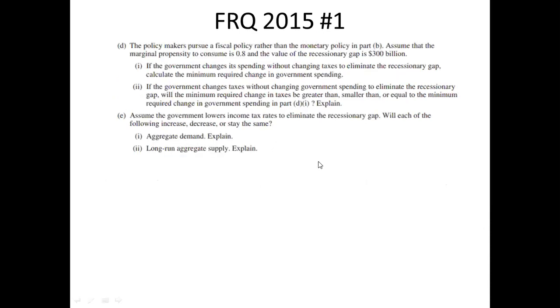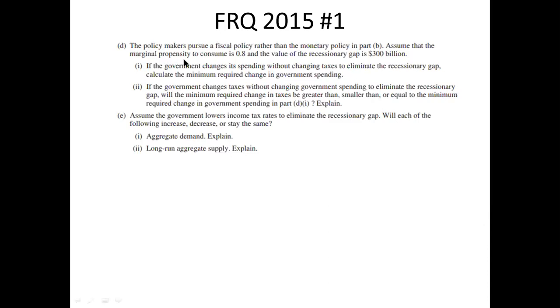Moving on, part D. Policymakers pursue a fiscal policy rather than a monetary policy, which means the Fed's not involved, it's government spending. Assume that the marginal propensity to consume is 0.8 and the value of the recessionary gap is 300 billion. If the government changes its spending without changing taxes to eliminate the recessionary gap, calculate the minimum required change in government spending. Now, if you remember, there's a $300 billion gap. That does not mean they need to spend $300 billion because of the money multiplier. Money is going to get spent and respent.